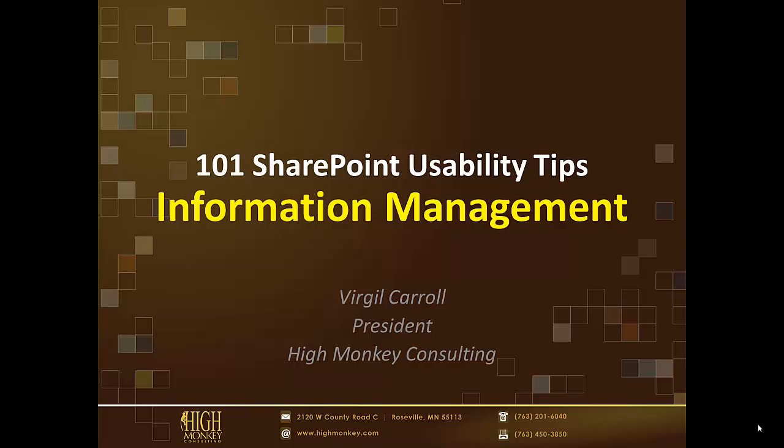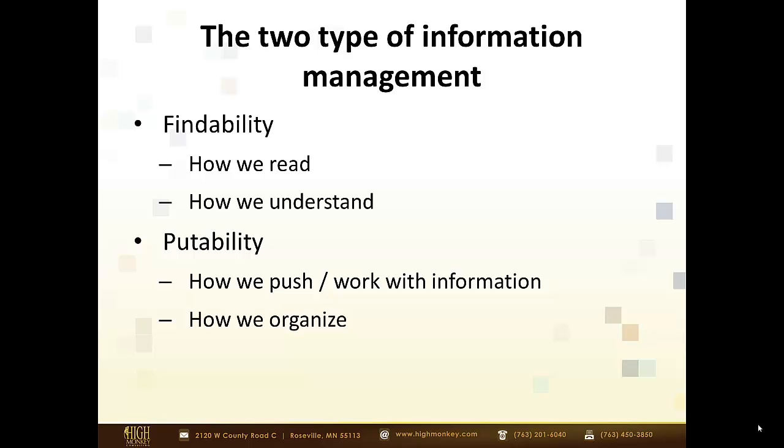So what is information management? Well, overall there's really two types. We look at the findability of information and the putability of information. What does findability mean? Well, it's how we find stuff, how we look at stuff, how we understand stuff. It's basically getting us to the information we need. And the putability side is really about where do we put this stuff, how do we organize information, everything in between so that people can actually find it.